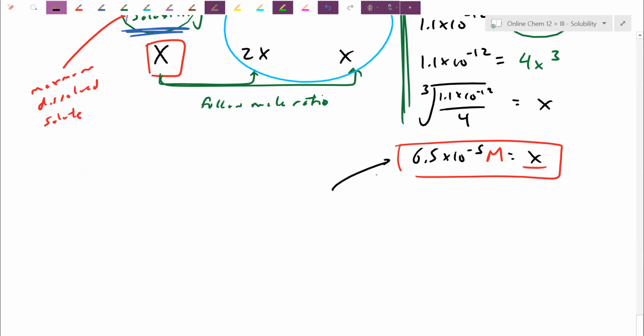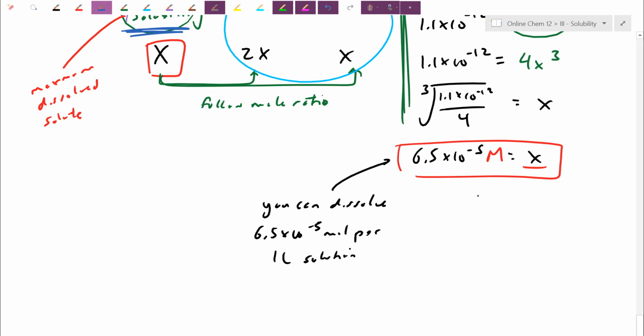I was dissolving the solid, so you can say you can dissolve as a maximum 6.5 times 10 to the negative 5 moles per 1 liter of solution. Or, because it's molar, where we think of it as moles per liter, we think of it as concentration, you can then say the concentration of the solid in the solution is 6.5 times 10 to the negative 5. And no real surprise there, because I dissolved 6.5 times 10 to the negative 5 per liter, so the concentration in that liter is 6.5 times 10 to the negative 5. Right? That is the easier way of asking the question here.